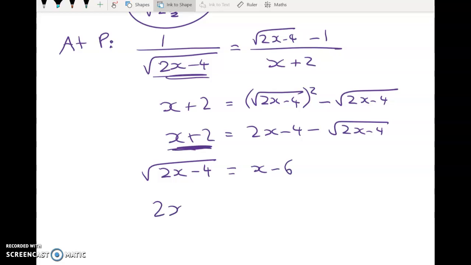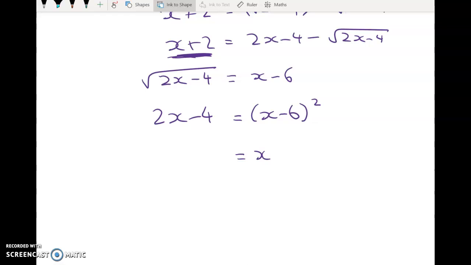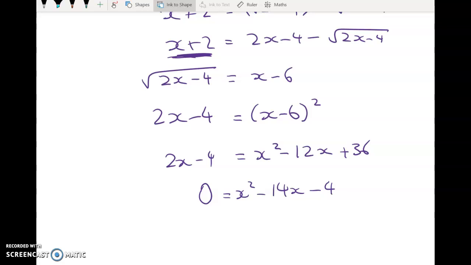I'm going to square both sides. I get 2x minus 4 is equal to x minus 6 squared, which gives me x squared minus 12x plus 36. 2x minus 4 equals that, so 0 is x squared minus 14x minus 40.